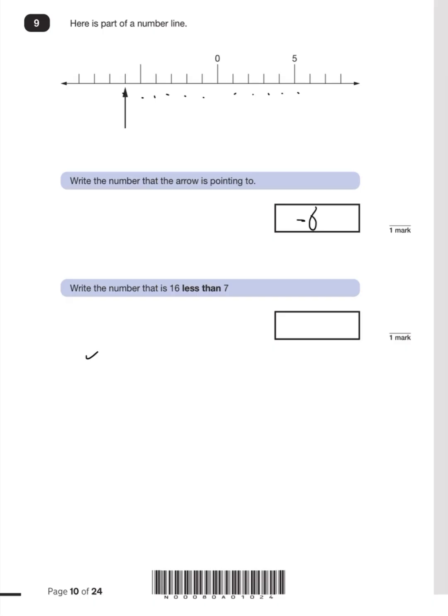16 less than 7. So we're just doing 7 minus 16. To get from 7 to 0, we are minusing 7. The difference between 16 and 7 is 9. So the answer is negative 9.